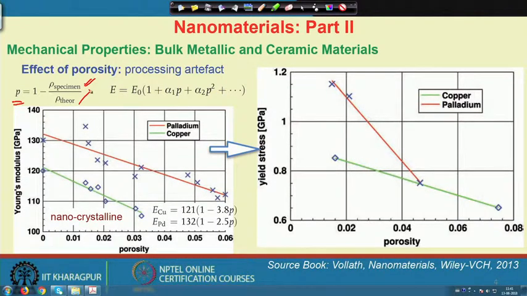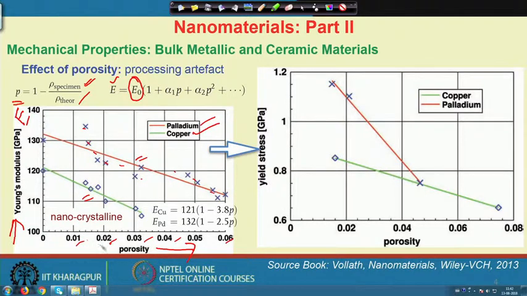And people have measured properties like the Young's modulus, or E. Here E is the Young's modulus and E 0 is the theoretical Young's modulus. If you take an example of nanocrystalline palladium or nanocrystalline copper, this is the copper and this is the palladium. People observe that such data plots are available against the porosity content, let us say 2% pore, 3%, 4% and 6% and so on.